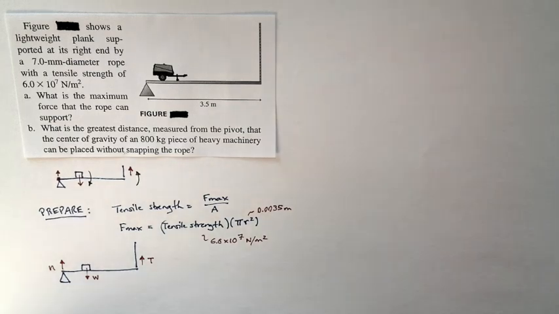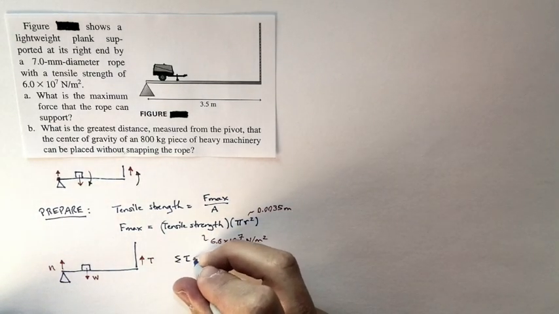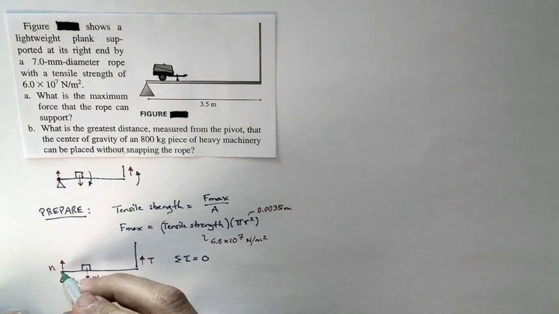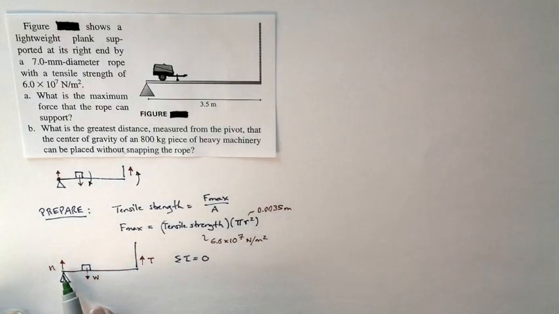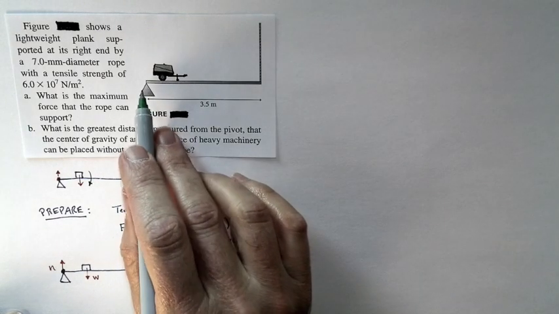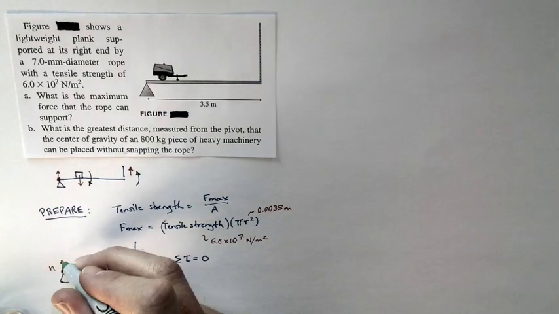Now the plank's not going anywhere. So that implies it's in equilibrium. And if it's in equilibrium, the sum of the torques is equal to 0. Now, there's no torque due to the normal force at the pivot because I'm going to take my pivot point to be right here. It's a natural pivot, okay? So if we take our pivot point right here, there's no torque due to this force. There is a torque due to this one. There's a torque due to this one.